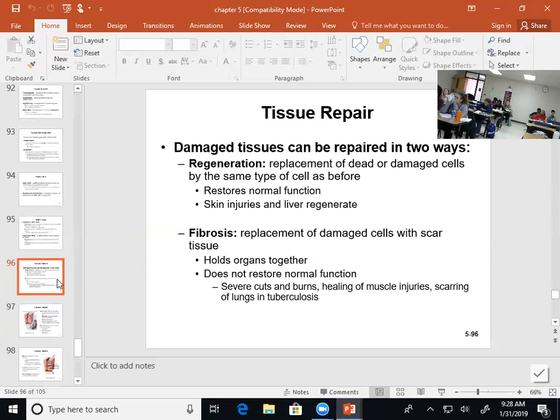Do we think of regeneration when there's been spinal cord or brain injury? No, we don't.